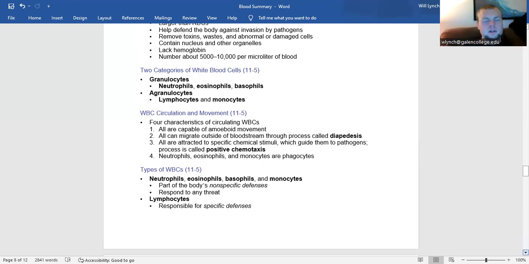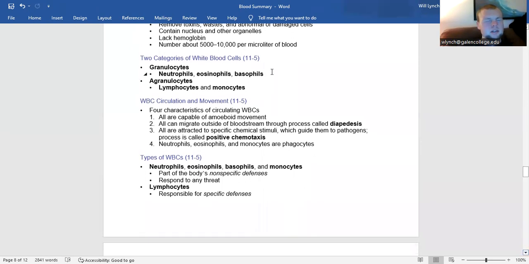They are also going to follow pathogenic trademarks. So they're going to follow markers for places of injury or places of infection. And this is called positive chemotaxis. So they are attracted to specific chemical stimuli, which can guide them to areas that they are needed.